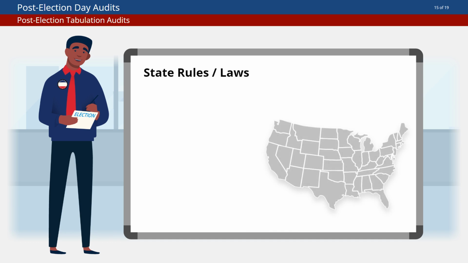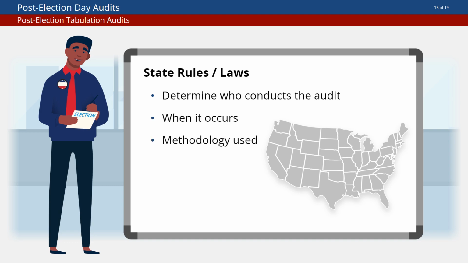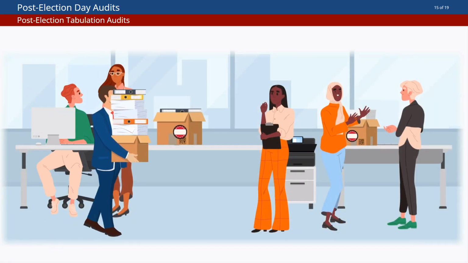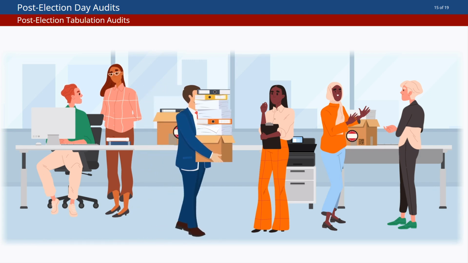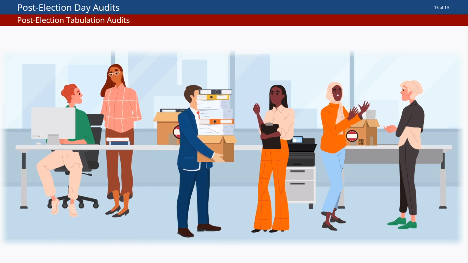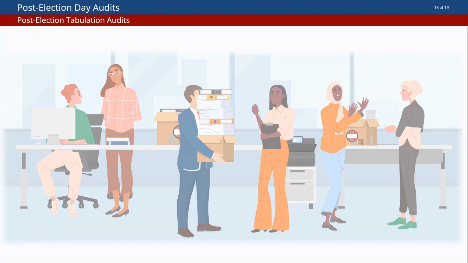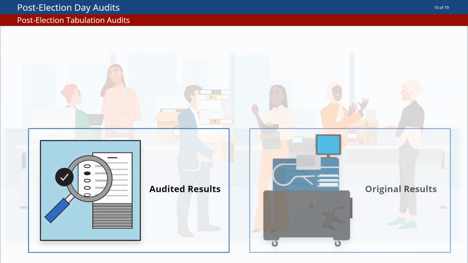State rules or laws generally determine who conducts the audit, when the audit occurs, the methodology used in the audit, and the scope. Processes vary across the country, but most tabulation audits involve counting votes by hand from a sample of ballots and then comparing the audited results to the original results.